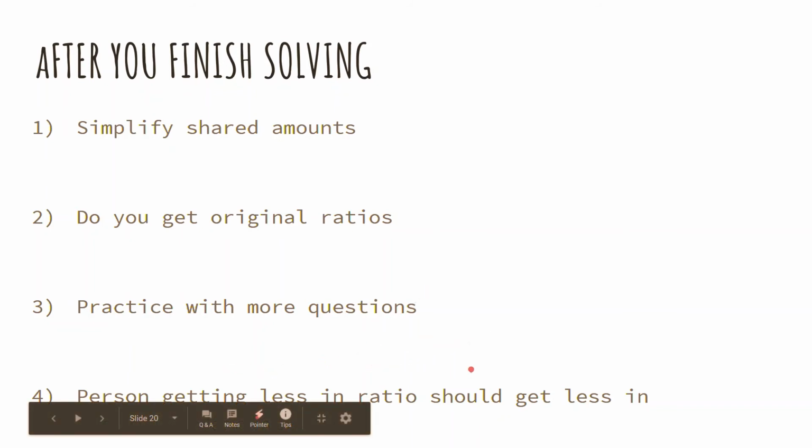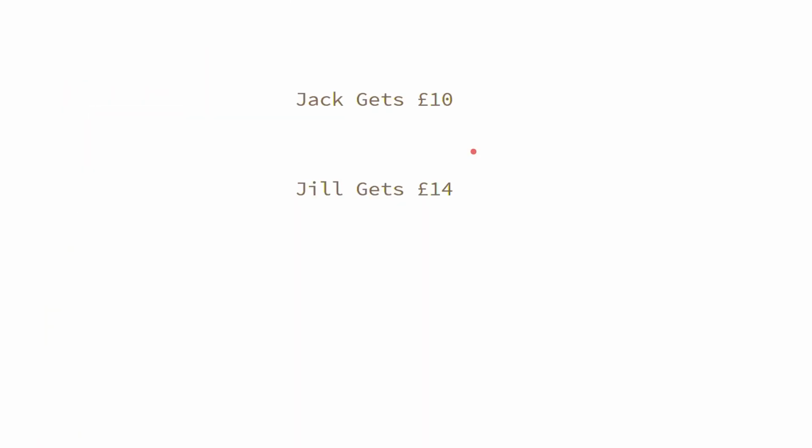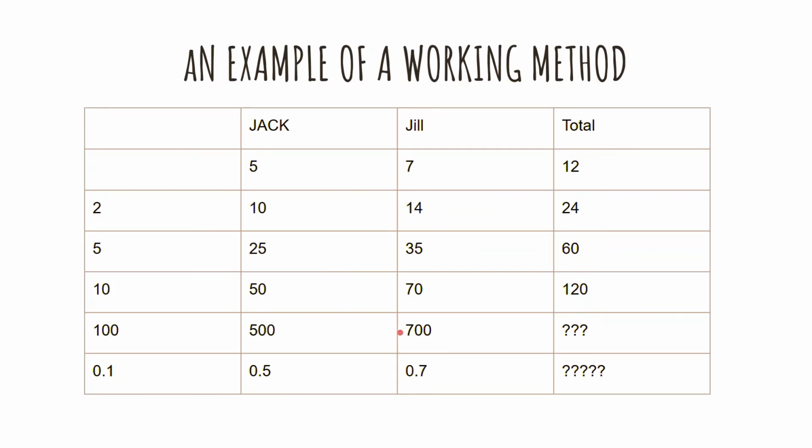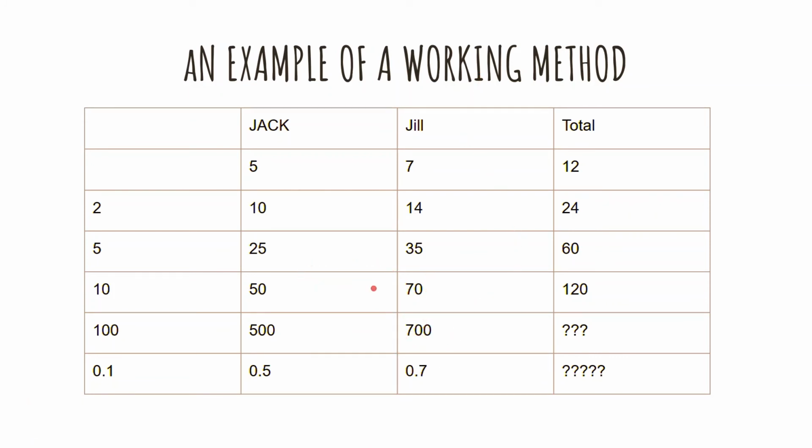Now, the person getting less in the ratio should always get less when you find your total amount. Going back, I think I mentioned that over here. You know that Jack was getting 500, Jill was getting 700. So Jill should always get more than Jack because it's not a 50-50. The reasons for the ratio, who knows? But that's the rule, that's the condition, and it should be respected.